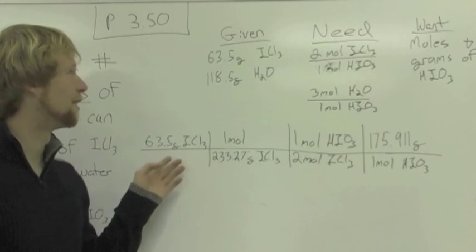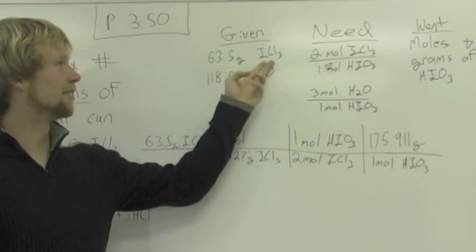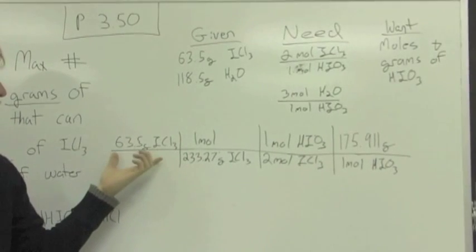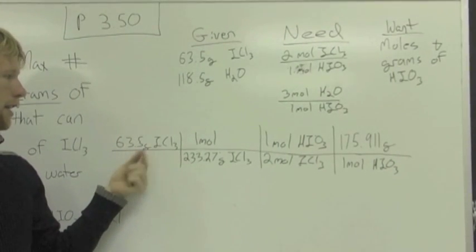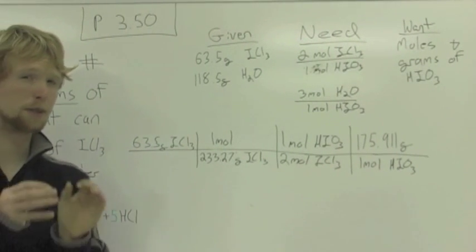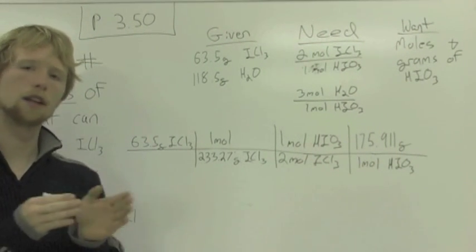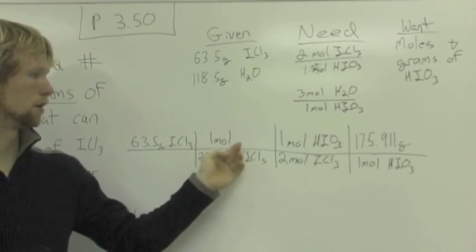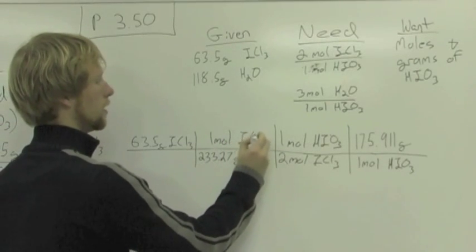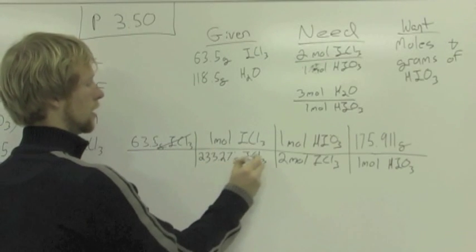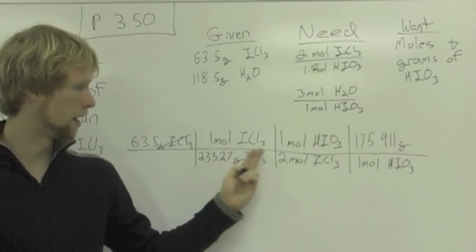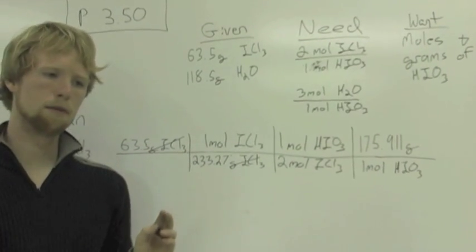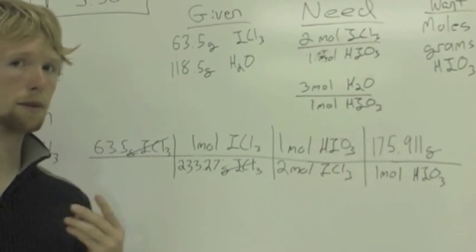Now we need to convert from grams of iodide trichloride to moles and grams of iodic acid. Okay? So we start with grams of iodide trichloride, and we're going to immediately convert that to moles because remember, we can only get from one thing to another in a chemical equation through moles. So we convert grams to moles of iodide trichloride. So we can cross this out. Then we convert moles of iodide trichloride to moles of iodic acid. And remember, the reason we can do this is because of the chemical equation that we balanced earlier.